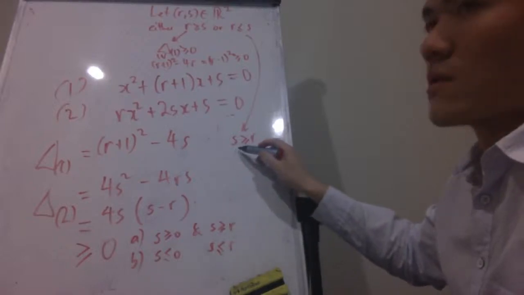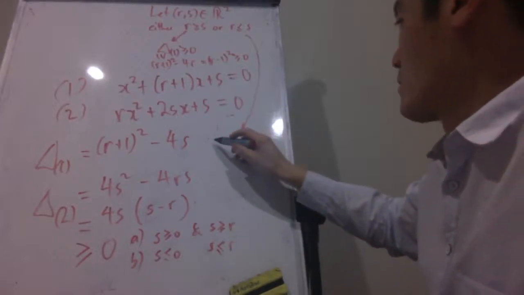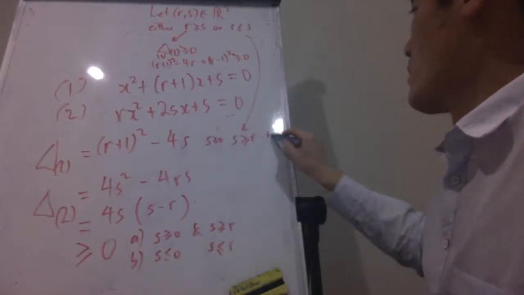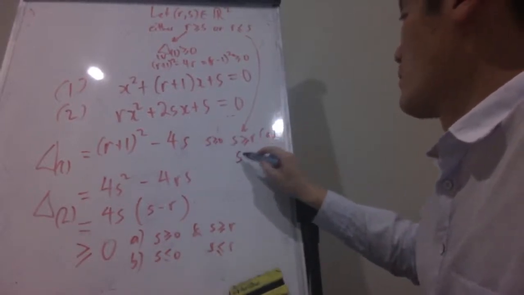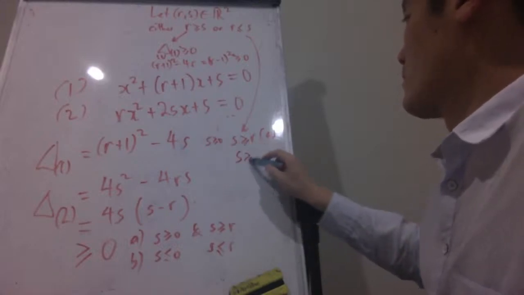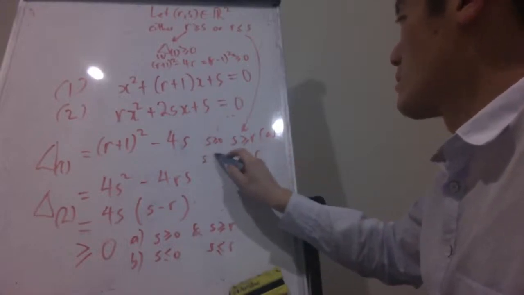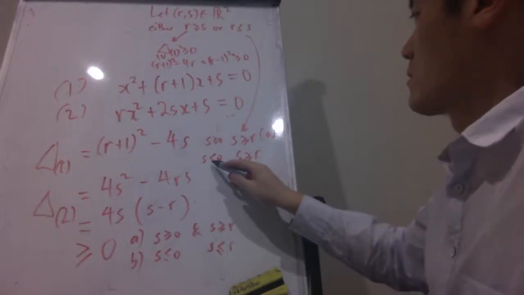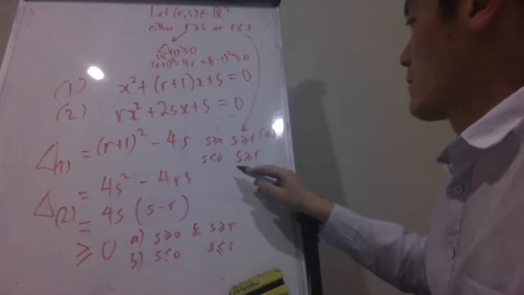S is greater than or equal to 0. Oh, okay. So if S is greater than or equal to 0, then we're in case A, yeah? Yeah. But if S is less than 0? Yeah, it's negative. Then you flip around this side, and then you can prove that. And minus 4S will always be smaller than 0.